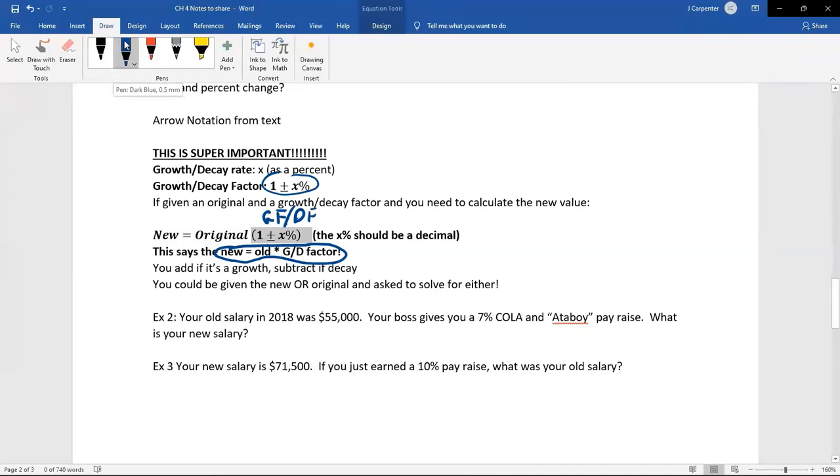Add if growth, subtract if decay. I think I said that wrong. Add if growth, subtract if decay. No, I did say it right.